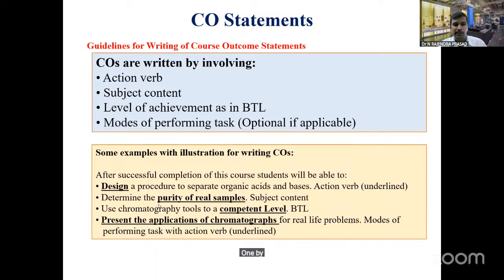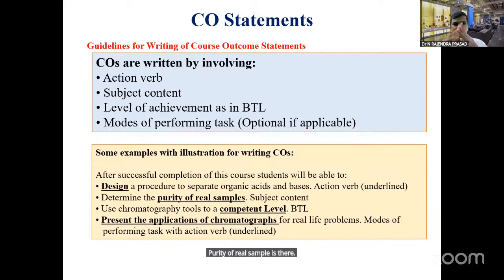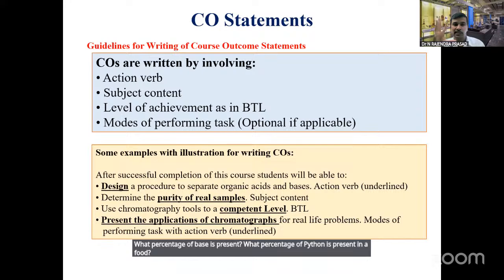One by one, let me illustrate. Another CO: the student will be able to determine the purity of a real sample. In the first CO, this is the action verb. In the second CO, the subject content is the purity of a real sample. Purity of a real sample is the subject. So you take a real sample: what percentage of acid is present, what percentage of base is present, what percentage of poison is present in a food. That is the subject content.